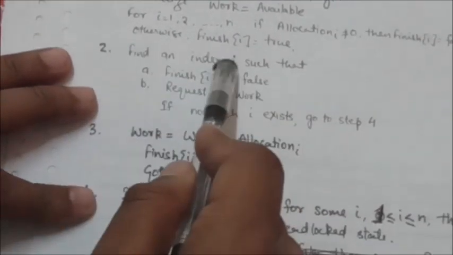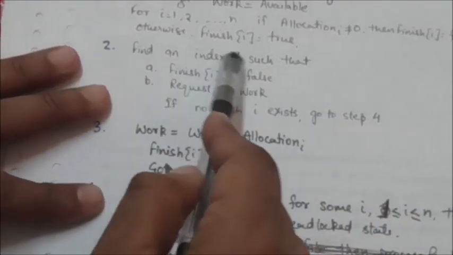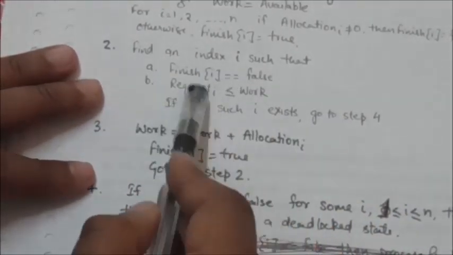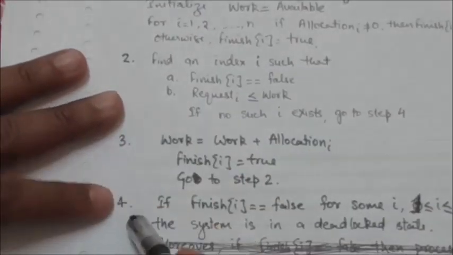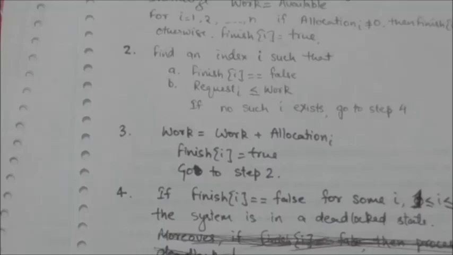Again we will find an index I which satisfies these two conditions. If we find such an index I, we will go to step 3. Otherwise, we will go to step 4. It will be clear after this example.